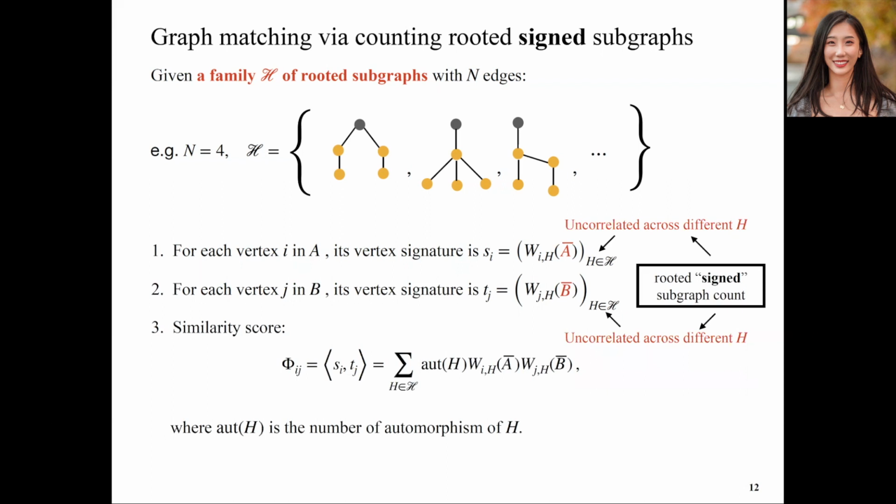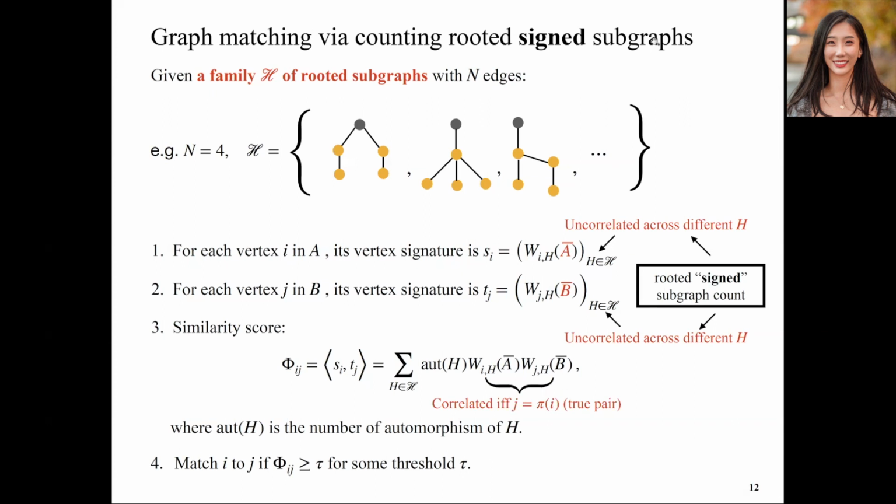Then we can compute the similarity score by taking the inner product of these two signatures. Here, aut(H) denotes the number of automorphisms of H. You can think of this as the number of symmetries of a rooted subgraph. Having the similarity scores for each pair of vertices i in A and j in B, we match these two vertices if the score is above a certain threshold.